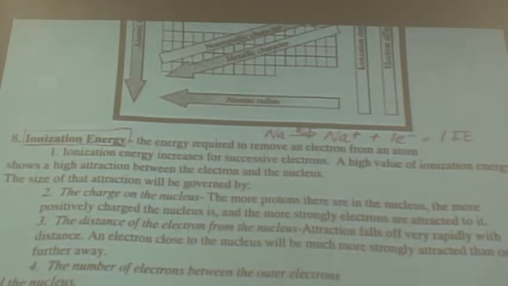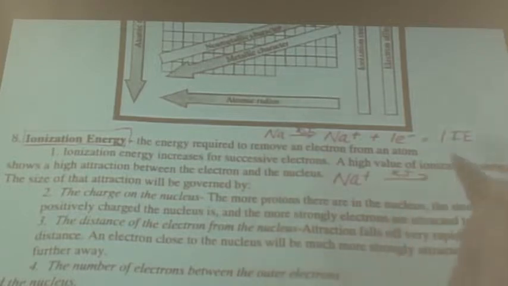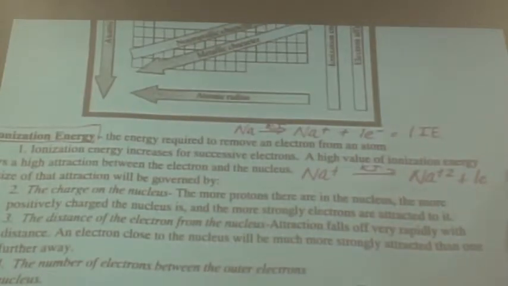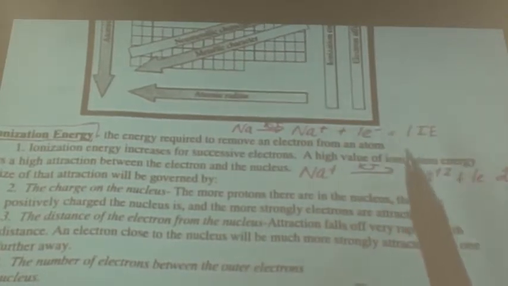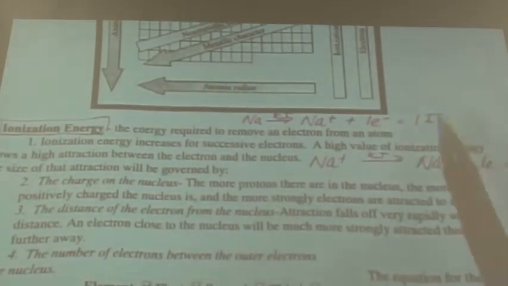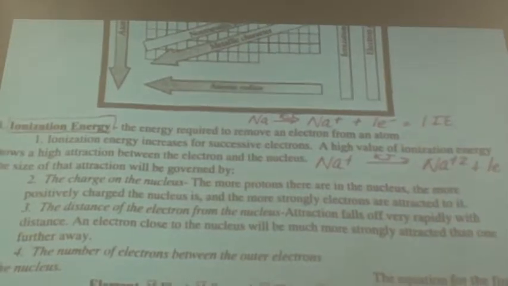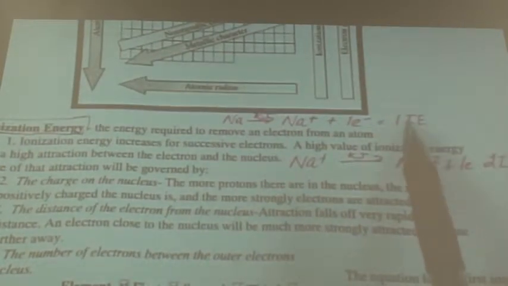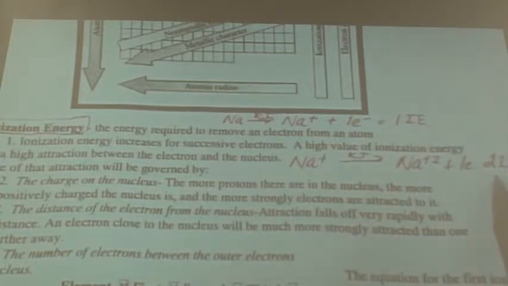Could I take more electrons from it? Yep. It started out with 11, I took 1. The second ionization energy would take another electron away from it, and that would be the second ionization energy. I could go until I took all of the electrons away from the atom. Primarily, we'll be talking about the first, second, third ionization energy. The ionization energy increases for successive electrons. What that means is the first ionization energy is less than the second ionization energy.